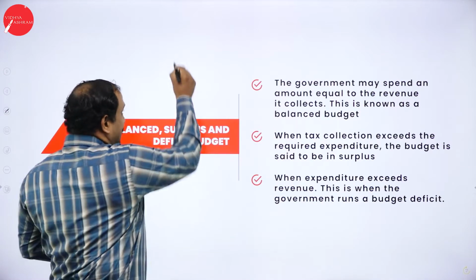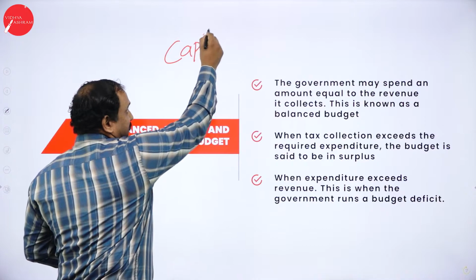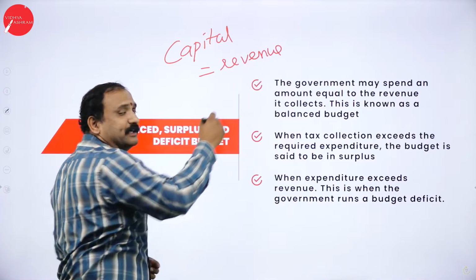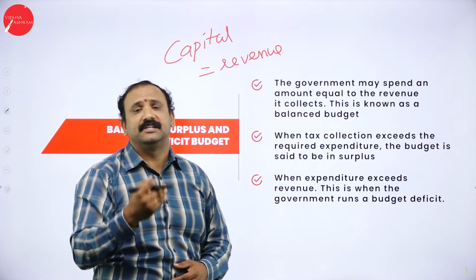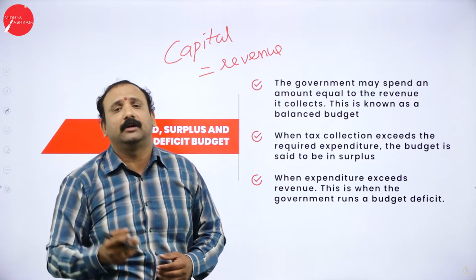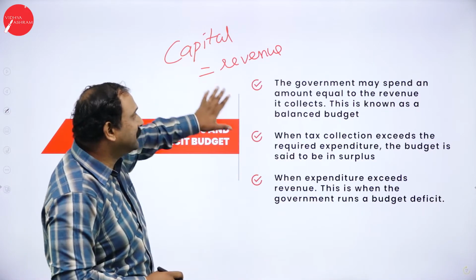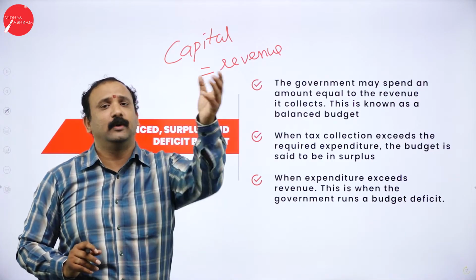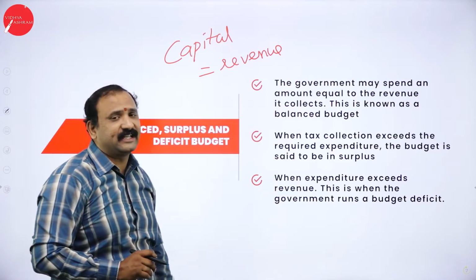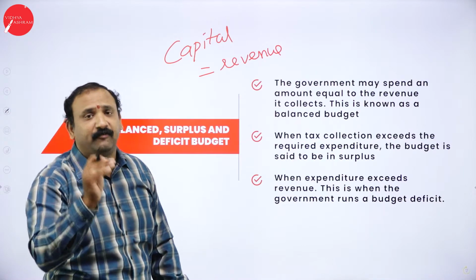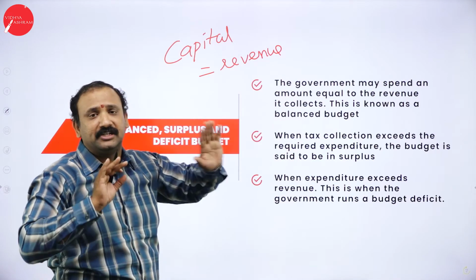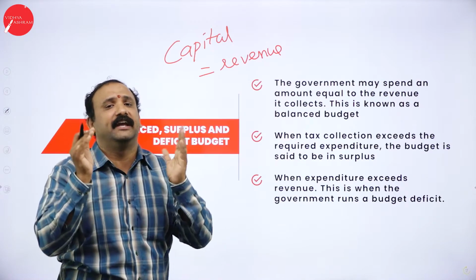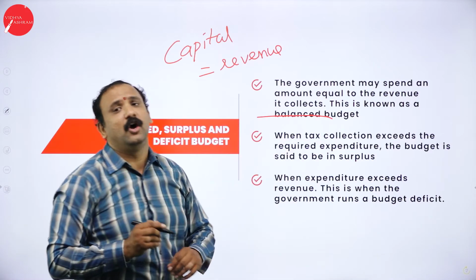So I would say that capital receipts are equal to revenue, which means the expenditure part is equal to whatever money you have collected. When capital is equal to revenue, whatever money is collected by the government is equally spent back in the market, and that is the form we call a balanced budget. There is not much disruption here and there. Assets equal liabilities, so you would call it a balanced budget.